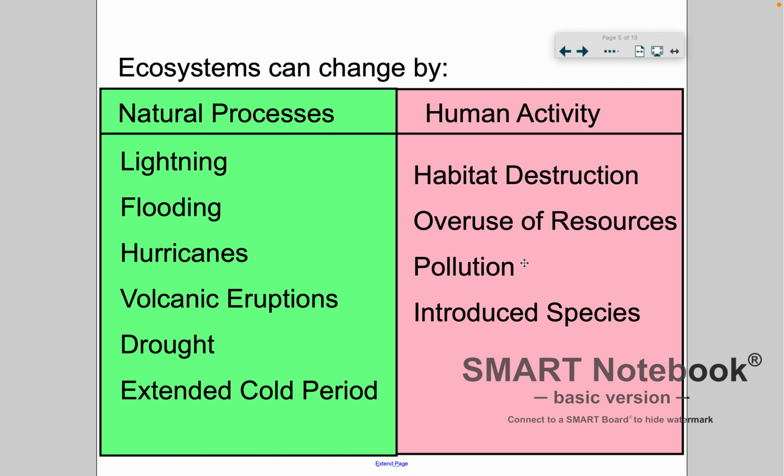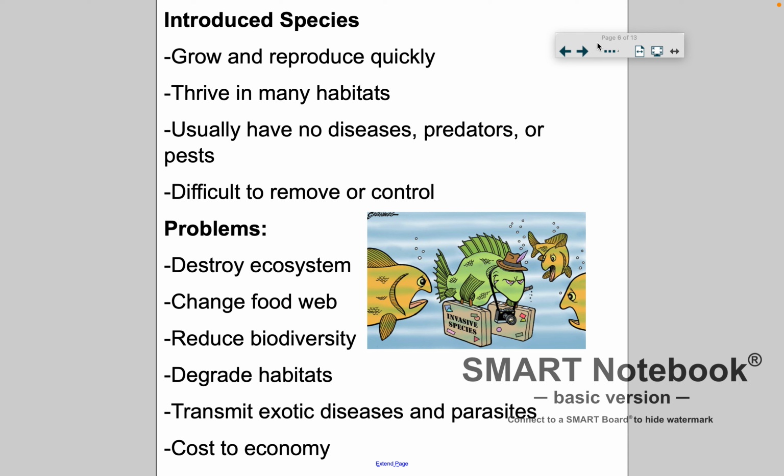Overuse of resources, pollution, and introducing species, invasive species. When we introduce species, they are in a new habitat and they may not have a predator to keep their population in check.